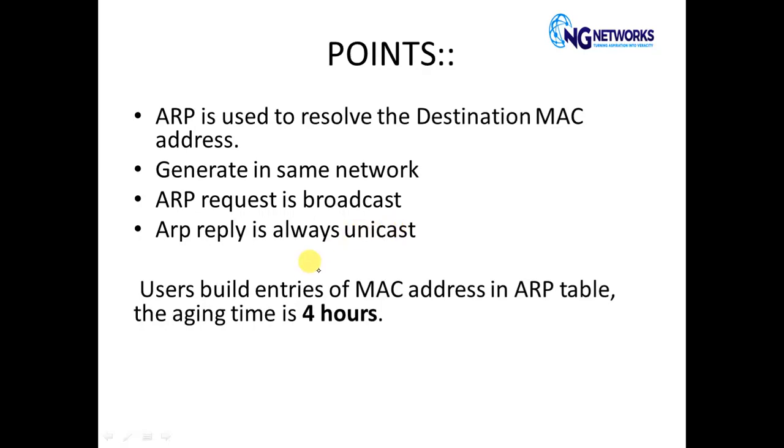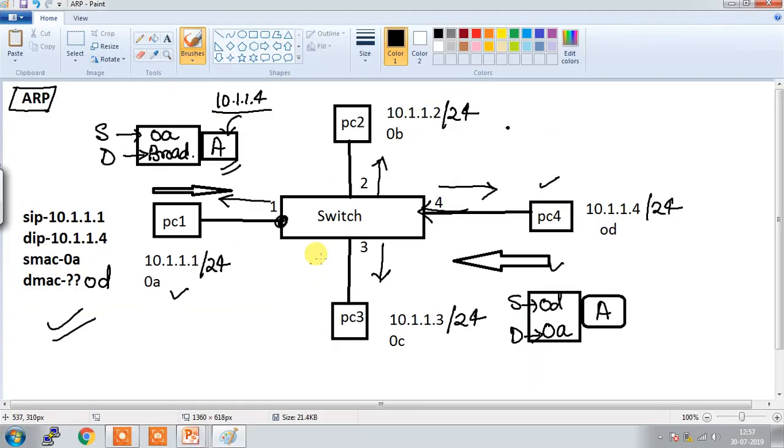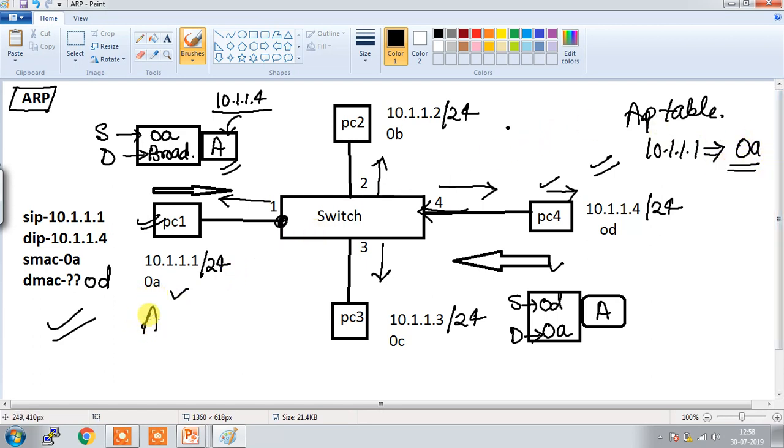Okay guys, there is one more thing which I have not discussed in this example, so let me tell you. When user 1 has sent the ARP request to this user, it is going to build an entry in its ARP table, so that in future whenever it wants to communicate to 10.1.1.1, the MAC address should be 0A. Similarly, PC1 will also make an entry in the ARP table that in future if it wants to communicate to this IP, the MAC address should be 0D.